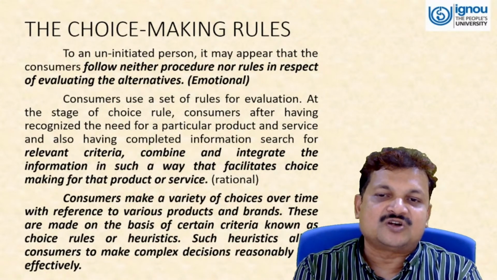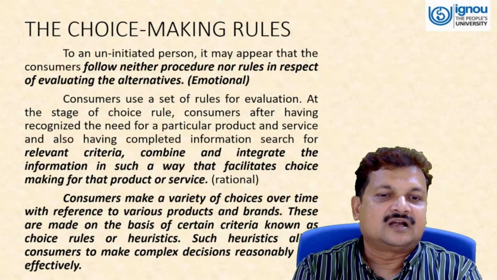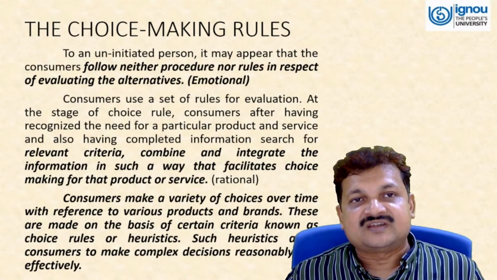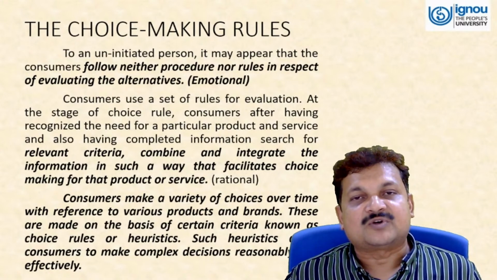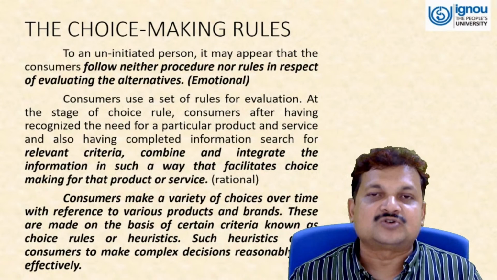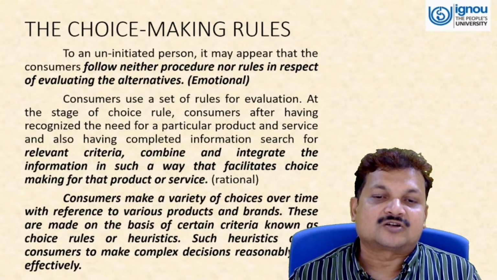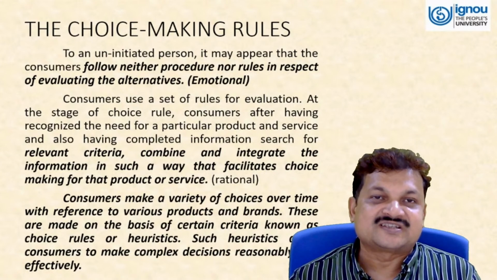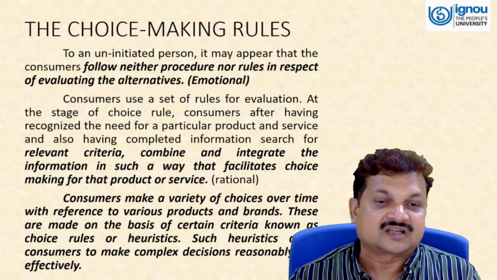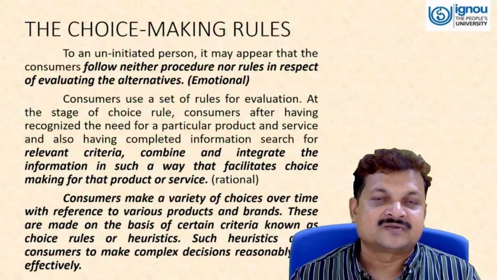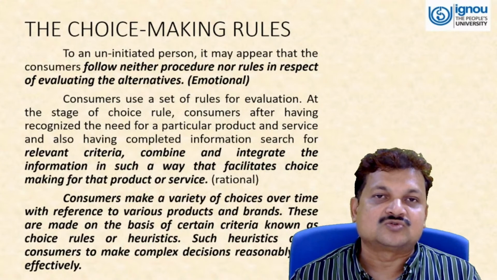Consumers make a variety of choices over time with reference to the various products and brands. These are made on the basis of certain criteria known as choice rules and heuristics. So consumers always have in mind how to select a particular brand. There are different rules we are going to study here now. In selecting a particular product or brand, there is a choice criteria each individual is trying to make. And on the basis of that particular choice rules, we call it heuristics. So consumers have the heuristics to understand this.